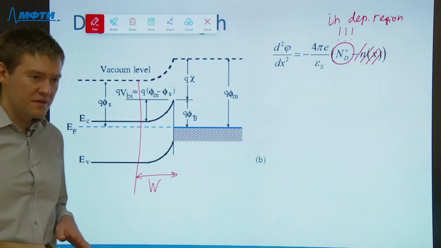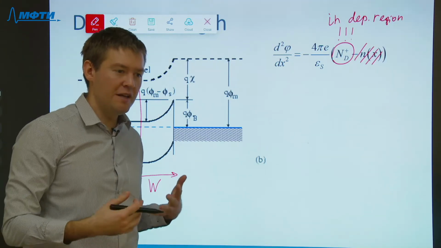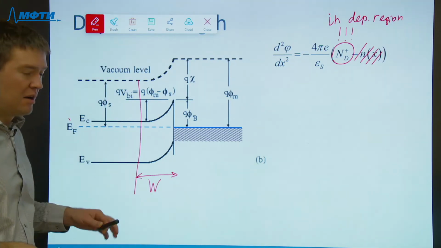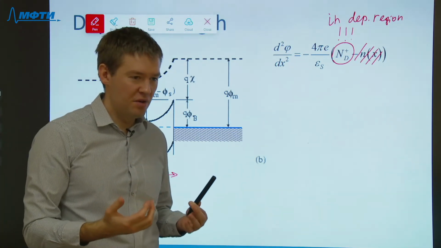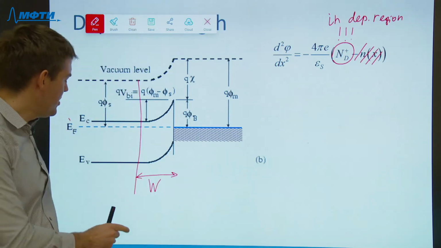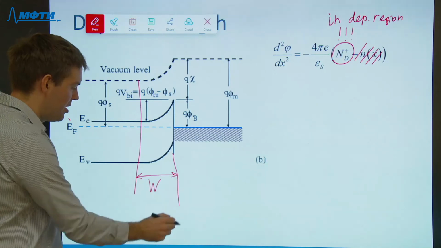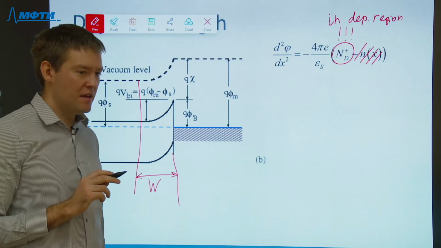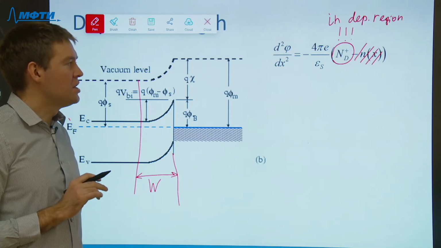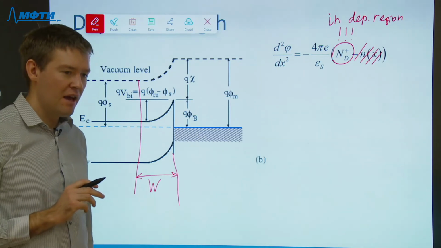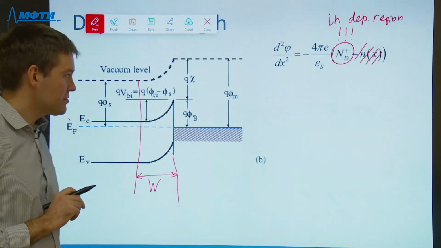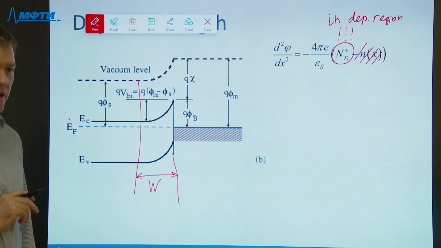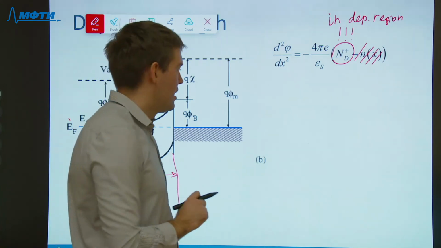Of course, this approximation is not valid everywhere, because it is definitely invalid in the bulk where electrons compensate the donors. But we can assume that there is some region with width W. We will find this width where the electrons are indeed not so many. And well, let's try to proceed this way.